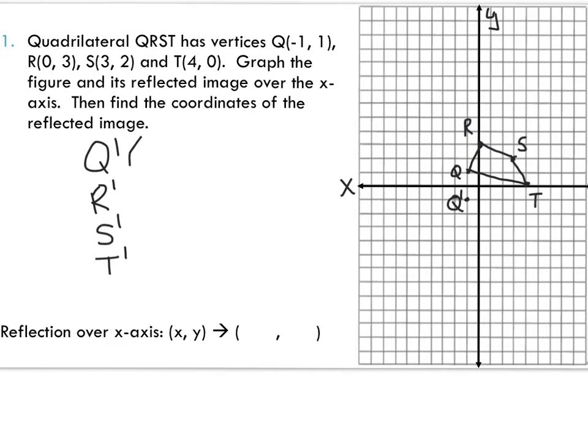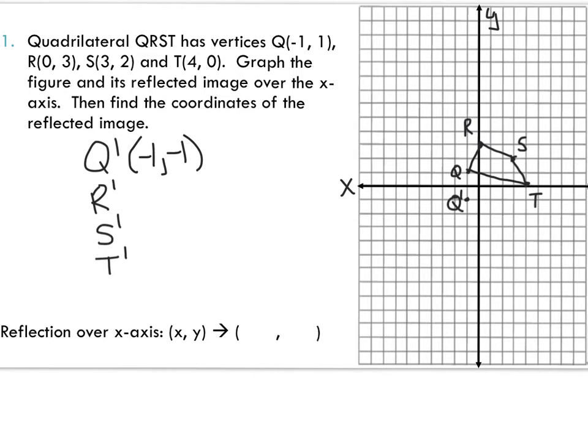Our new coordinates of Q prime is now -1, -1. So notice how our x value stays the same. It's still over to the left one, but now instead of up one, it goes down one.